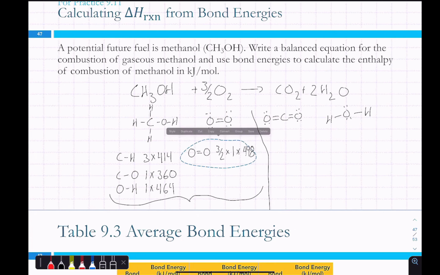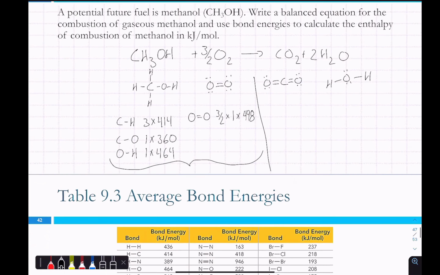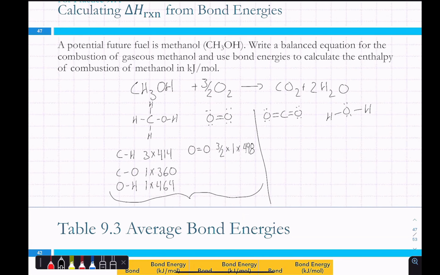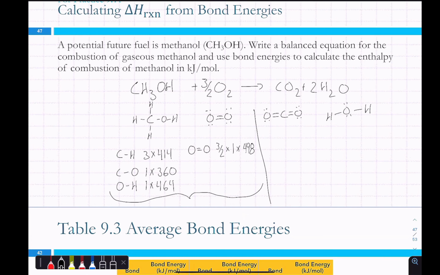If we go over to our products now, we're going to be forming bonds. The average bond energies on this chart are all positive, and that's because the sign of that amount of energy, whether positive or negative, depends on whether you're forming a bond or breaking a bond. For our broken bonds, it takes energy to break those bonds. For our formed bonds, we're going to be getting energy back out.